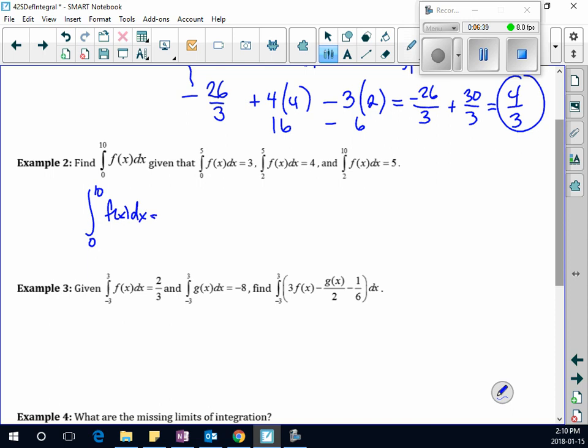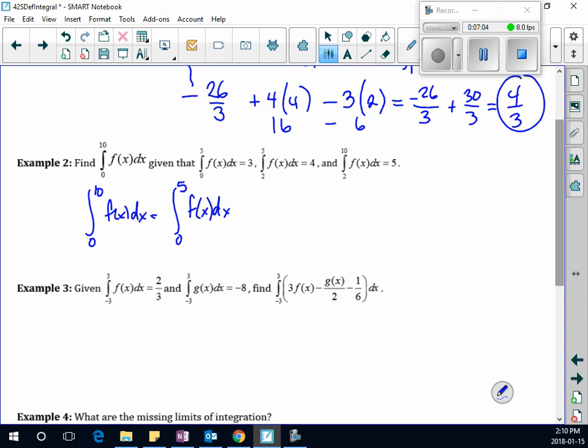Well, first off, we have to start at 0. The only one that has 0 is 0 to 5. Does everybody see that? So now we are from 0 to 5. Well, obviously that's not the same as 0 to 10, so we need to start building. It would be perfect if we had a 5 to 10 integral. We don't. So we have a 2 to 5.